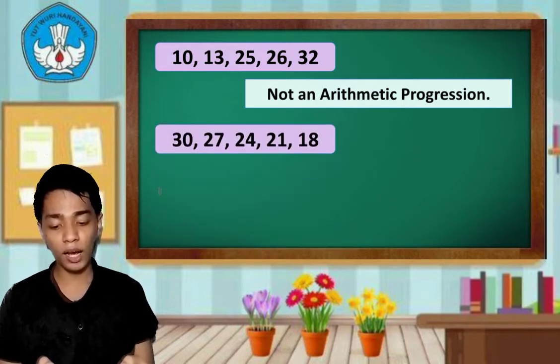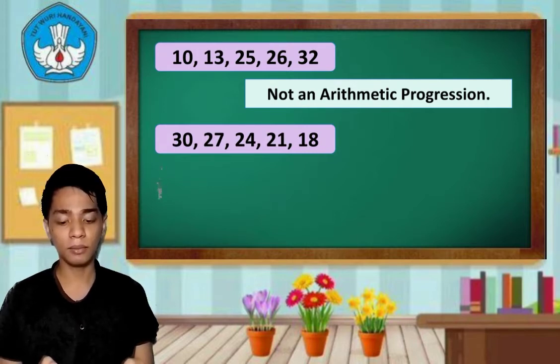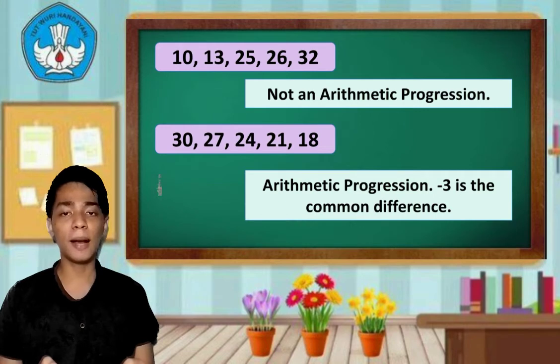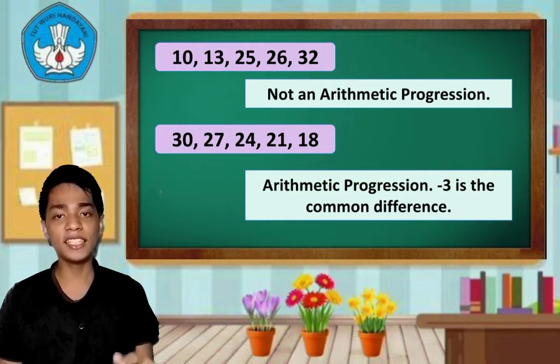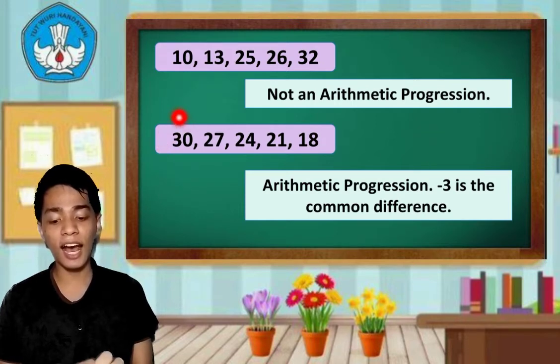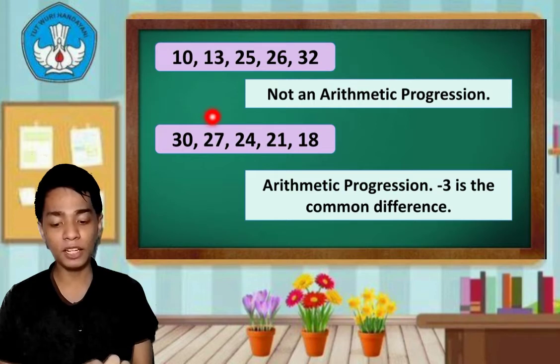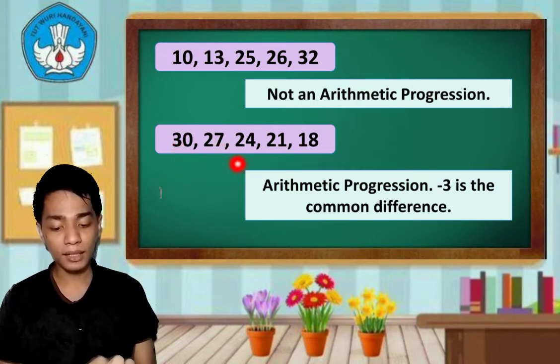Next example, we have 30, 27, 24, 21, and 18. This is an example of arithmetic progression, and the common difference is negative 3. It is an arithmetic progression because there is a constant number involved, and that is negative 3. It was continuously added by negative 3 or constantly subtracted by 3.